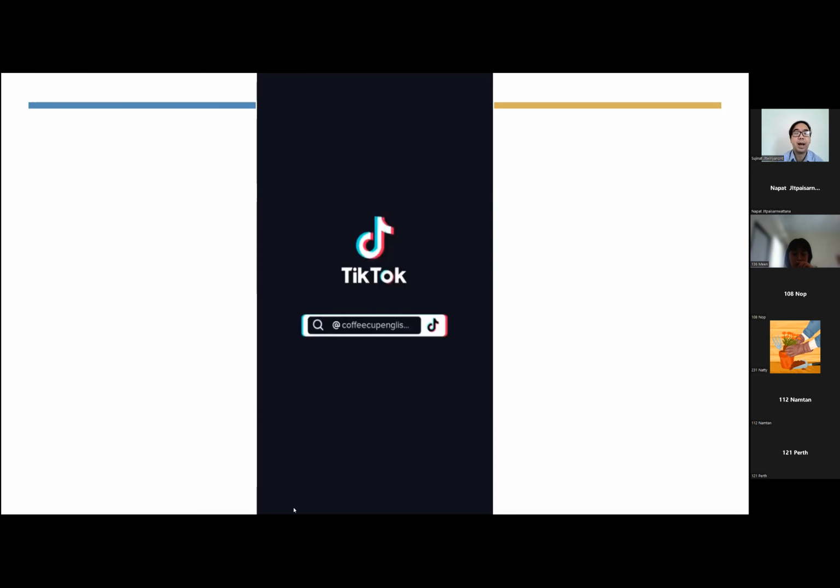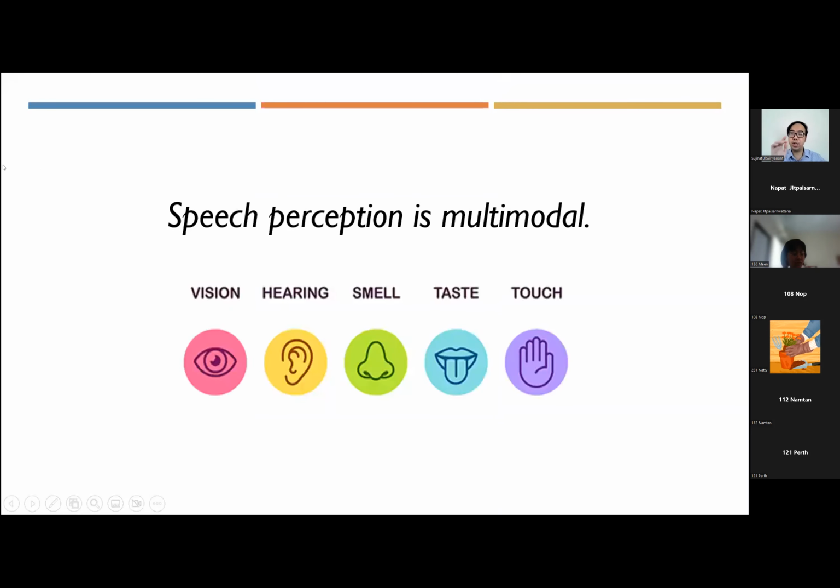These things are very useful. It's not just a formal clip for teaching pronunciation, but it is created in a creative way, and it can also illustrate how the sound is produced from a closer perspective when you see it on TikTok. Right, so do you know that speech perception is multimodal? When you wear masks, do you have any difficulties understanding what others say to you?